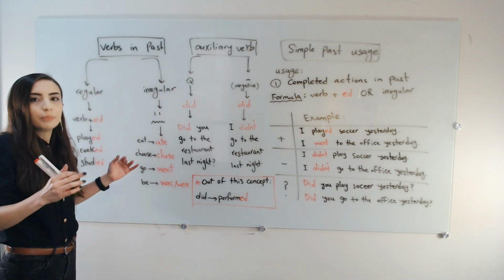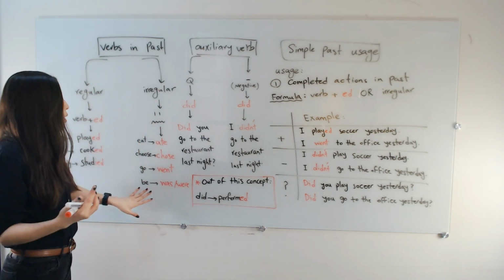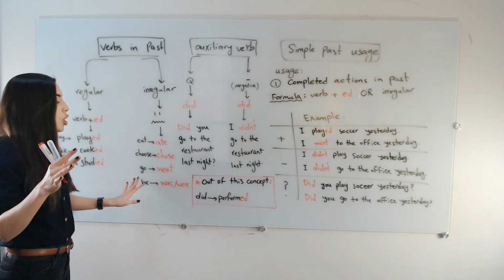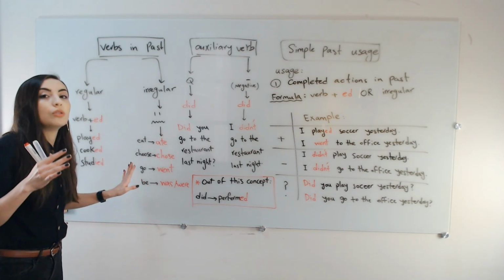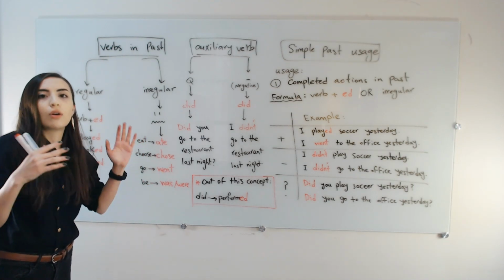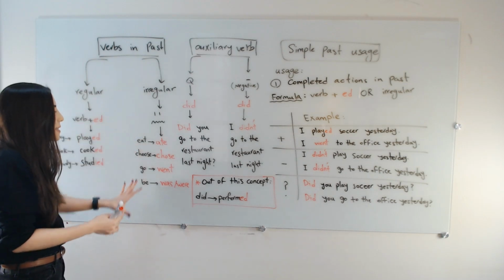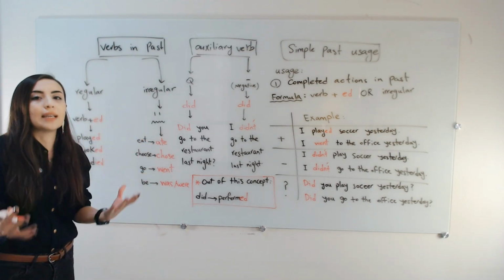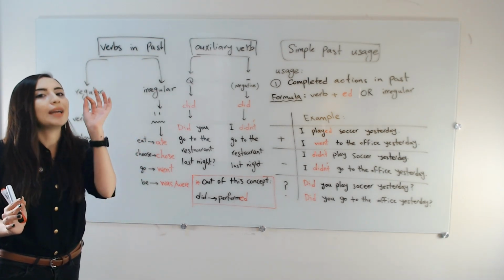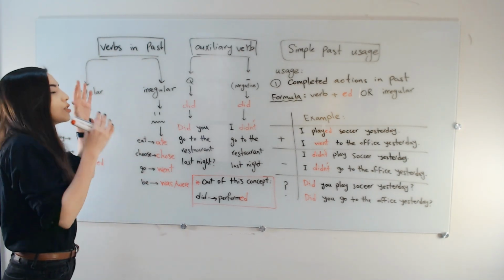Or be. Be, in the future videos, I will tell you everything that you need to know about be. But for now, know that when we want to make it in the past, it will be changed into was or were. We do not say beed. Okay? So these irregular verbs, there is a list. I will leave the list for you in the comments, in the captions, so that you know.